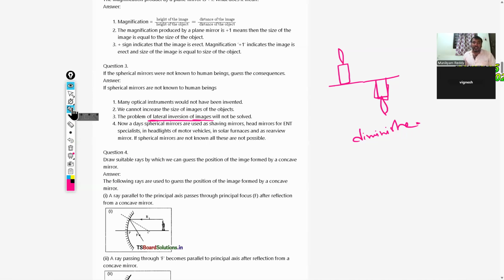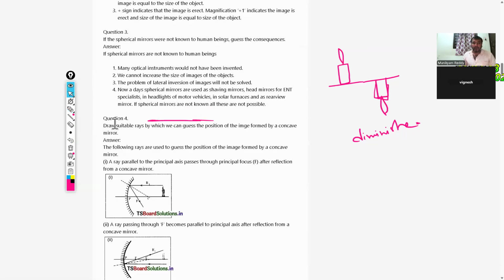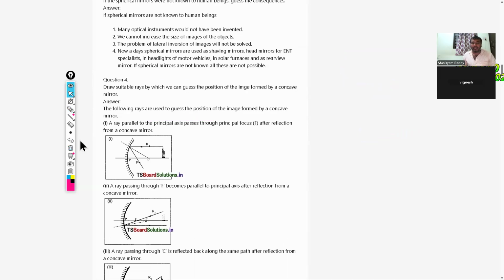Next question. Question 4. Draw suitable rays by which we can guess the position of the image formed by a concave mirror. Any ray we have to use. This is the parallel principal ray. The ray is parallel to the principal axis. It passes through the focal point. A ray parallel to principal axis passes through principal focus after reflection from a concave mirror.